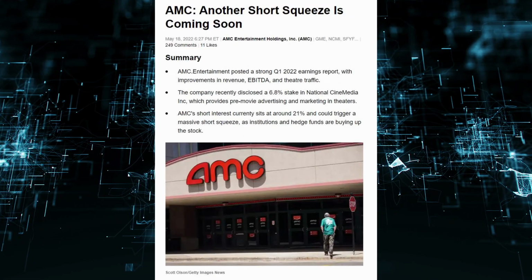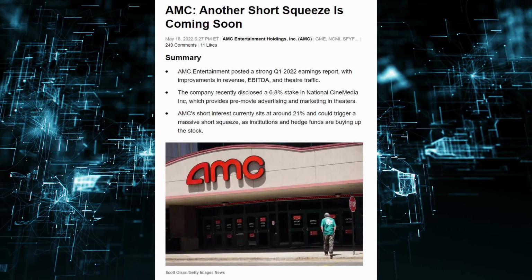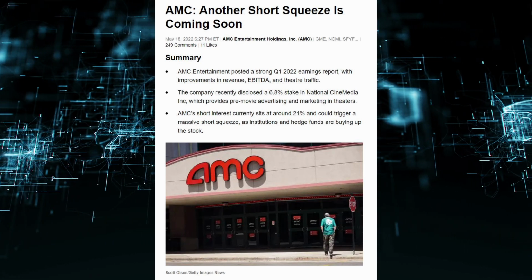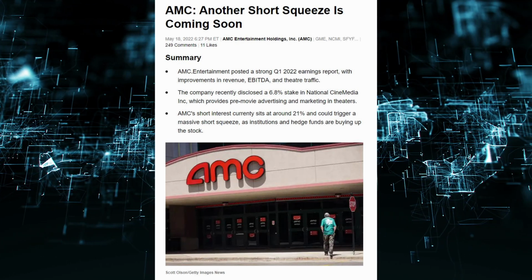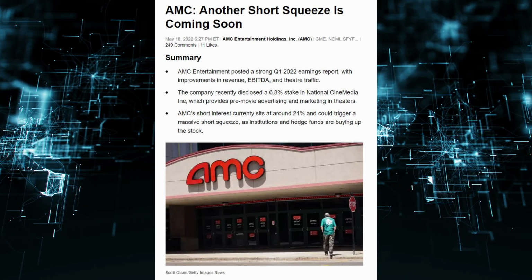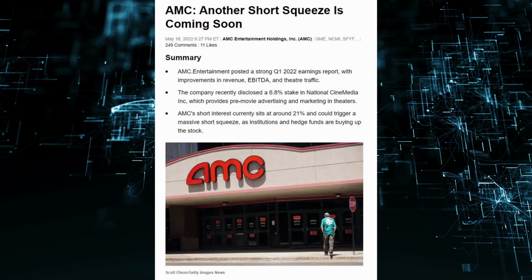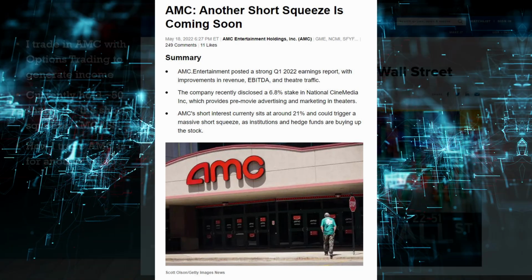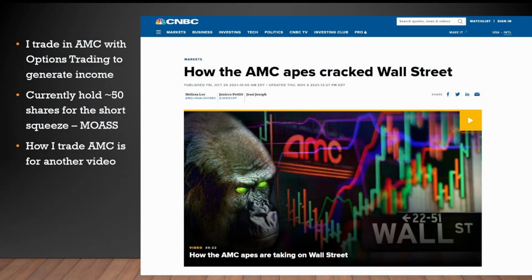I currently hold over 50 shares for the short squeeze, and that's one of the things that people are expecting from the stock, calling it the MOAS, which is the mother of all short squeezes. However, how I trade AMC is for another video and not this one. So in short, I am pretty transparent with my trades, and I do show me buying options in AMC, and I just want to make sure that you guys are quite clear how risky this company is, and those are its financial metrics. So if it goes bankrupt, don't be surprised. Well, that's enough for me today.